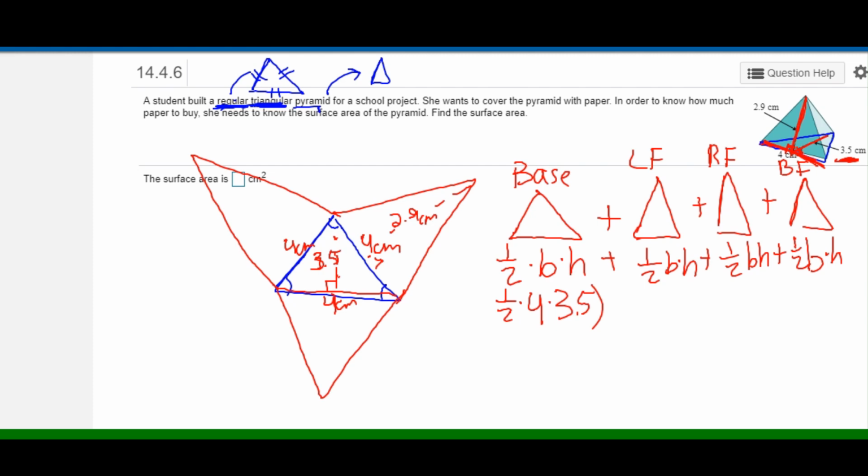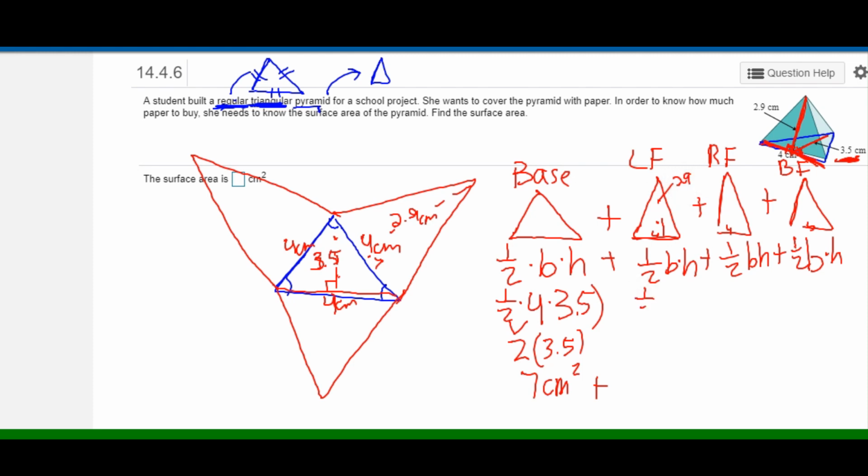So I'm going to take half of 4. Half of 4 is 2, times 3 5/10. So 3 5/10 times 2 is 7. So I know the area of my base is going to be 7 centimeters squared. Now I need to find the area of my face. Since all of the faces have the exact same base of 4 and a height of 2 9/10, they're taking up the same amount of space, which means they're going to have the same area.